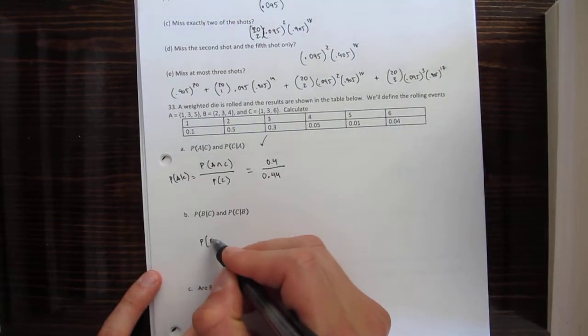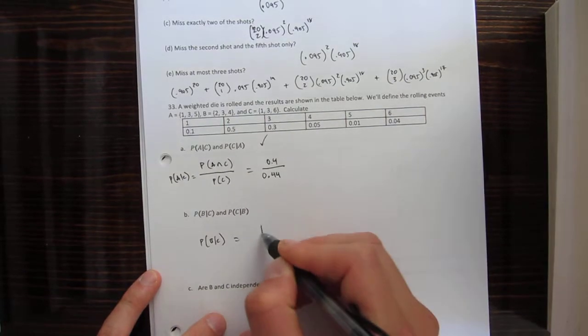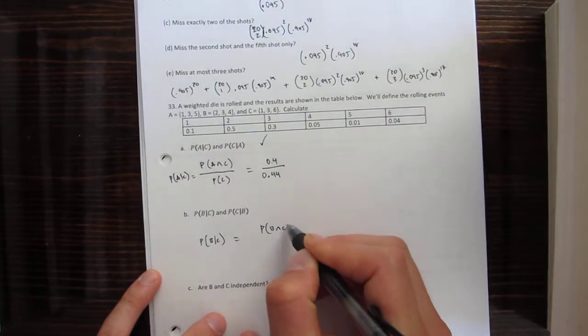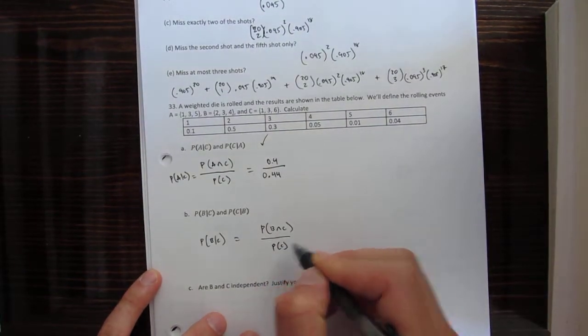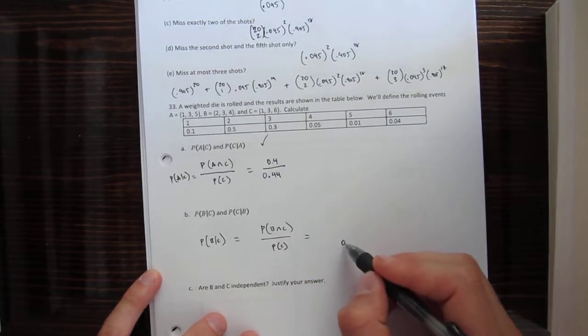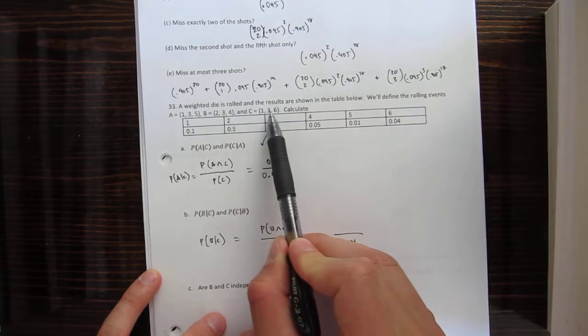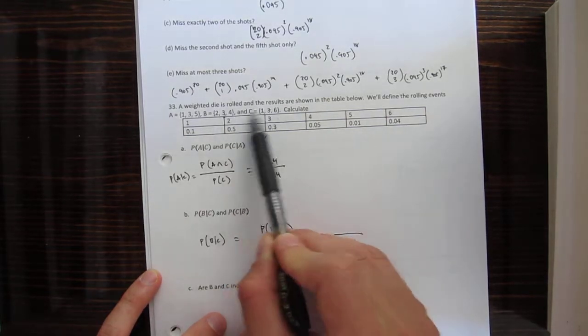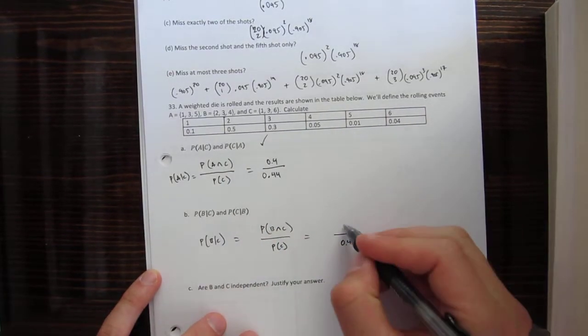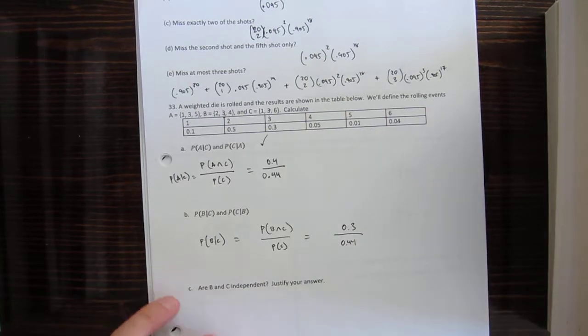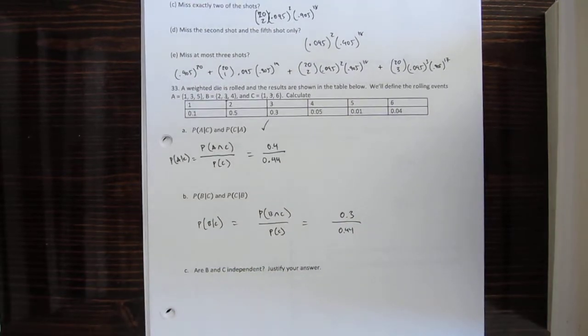The probability of B given C would be the probability of B and C divided by the probability of C. We already found the probability of C to be 0.44. Probability of B and C, well, what do they have in common? They have the 3 in common. So the probability of getting a 3 is only 0.3. So whatever that quotient is would be the probability of B given C.